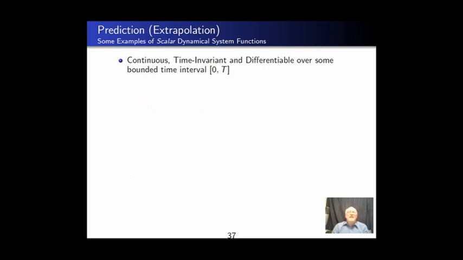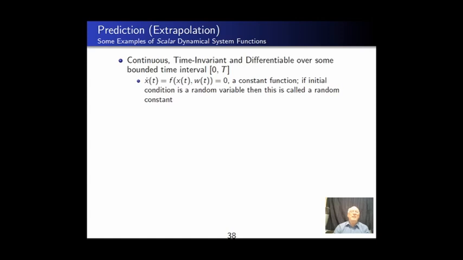So here are some examples of scalar dynamical system functions, f. In this case, we're going to assume that the system is continuous in time. It's time invariant, so it's not explicitly dependent on the time variable t. And of course, the function is differentiable over some bounded time interval from 0 to big T.